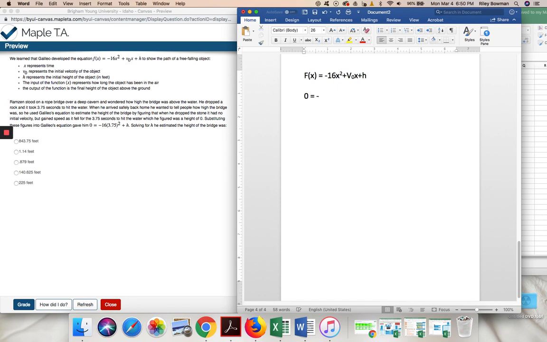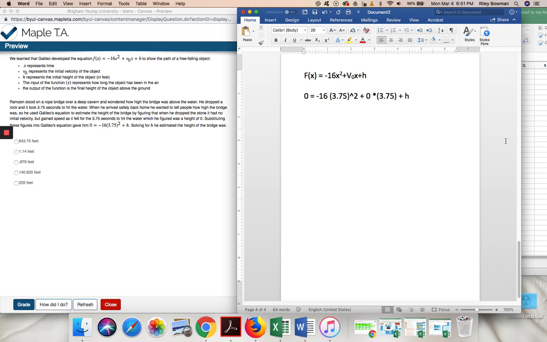And remember, when we substitute in for x, we're going to do our parentheses around everything. Negative 16 parentheses, x is 3.75, and this is squared, so raise it to the 2. Add the initial velocity. He did not add any velocity to this. It was a free fall, so he just dropped it. So that initial velocity is 0. 0 times x is 3.75 seconds. Close the parenthesis and then add h, which we would like to know, what was the height.